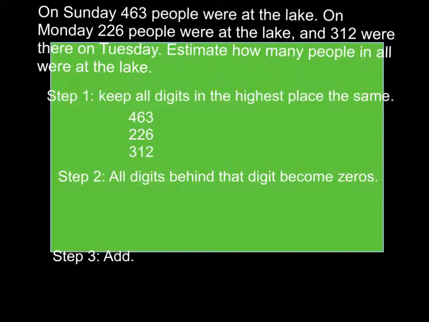On Sunday, 463 people were at the lake. On Monday, 226 people were at the lake, and 312 were there on Tuesday. They want you to estimate how many people in all were at the lake. So for this problem, we're going to go ahead and try to use front-end estimating to see what happens.